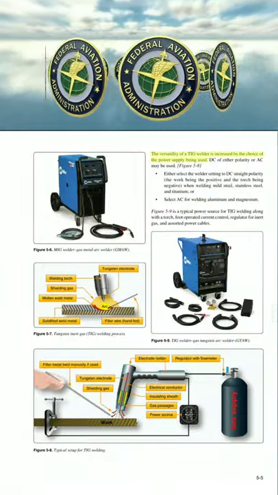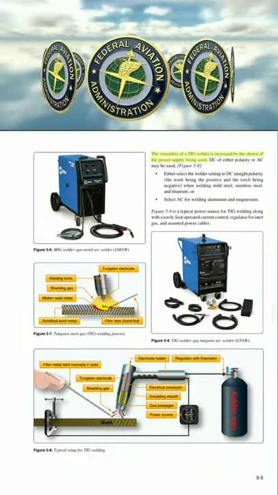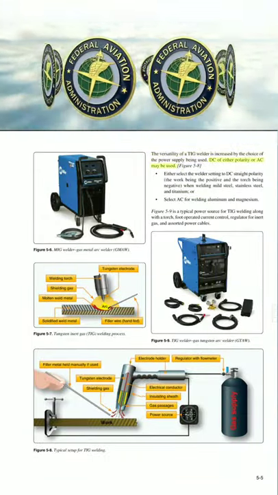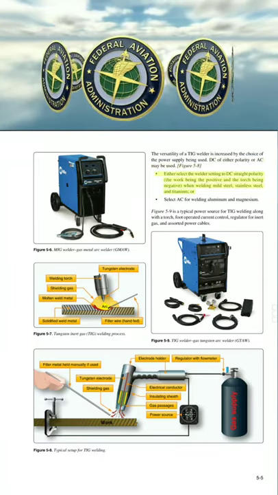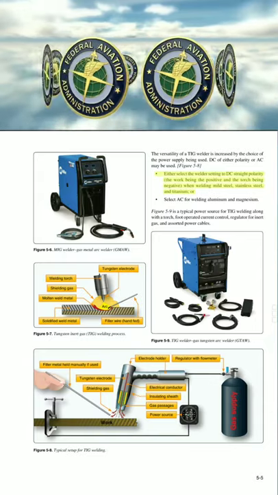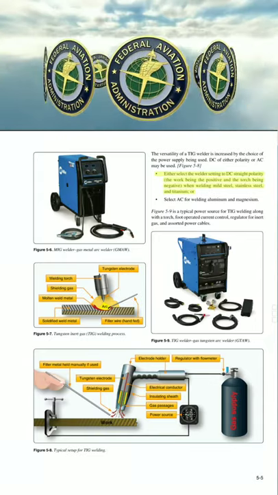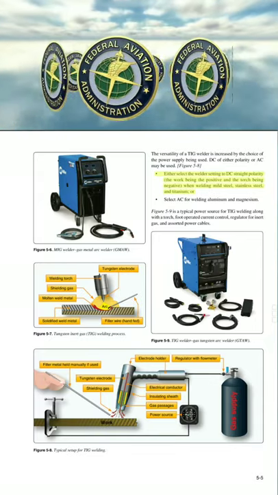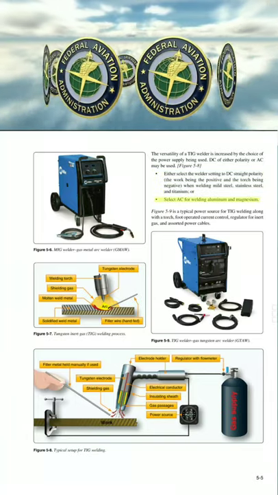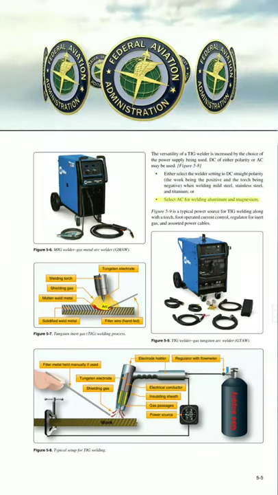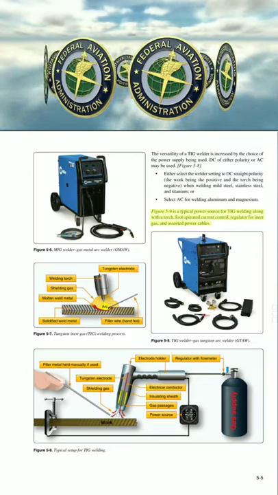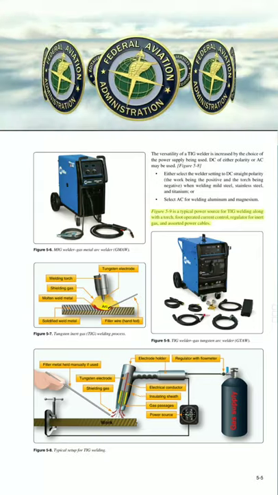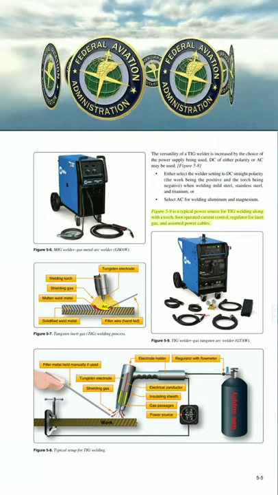The versatility of a TIG welder is increased by the choice of the power supply being used. DC of either polarity or AC may be used. Figure 5-8. Either select the welder setting to DC straight polarity, the work being the positive, and the torch being negative, when welding mild steel, stainless steel, and titanium, or select AC for welding aluminum and magnesium. Figure 5-9 is a typical power source for TIG welding along with a torch, foot-operated current control, regulator for inert gas, and assorted power cables.